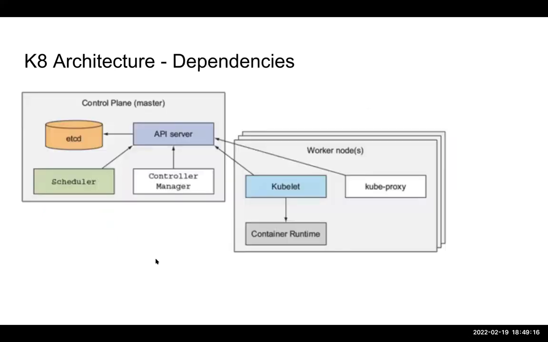Now moving on. Similar architecture in a different way. So you have a control plane, you have worker nodes. There are many worker nodes. In the control plane you have the API server, which talks to etcd, the scheduler, and the controller manager. Kubelet is an agent running on worker nodes, along with kube-proxy and the container runtime.